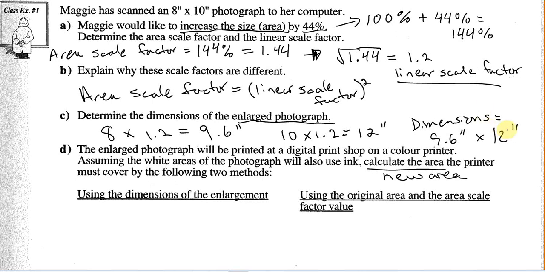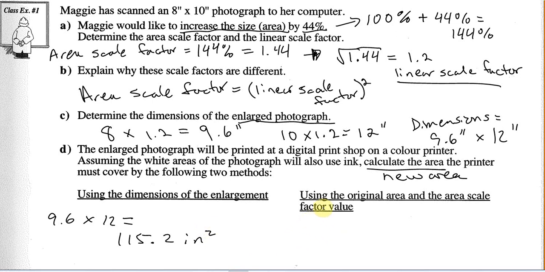So one way is to use the new dimensions, which is 9.6 by 12. And when we multiply this, we end up with 115.2 inches squared.